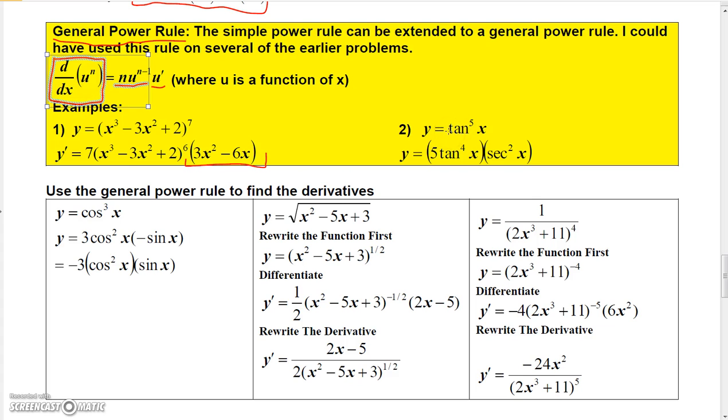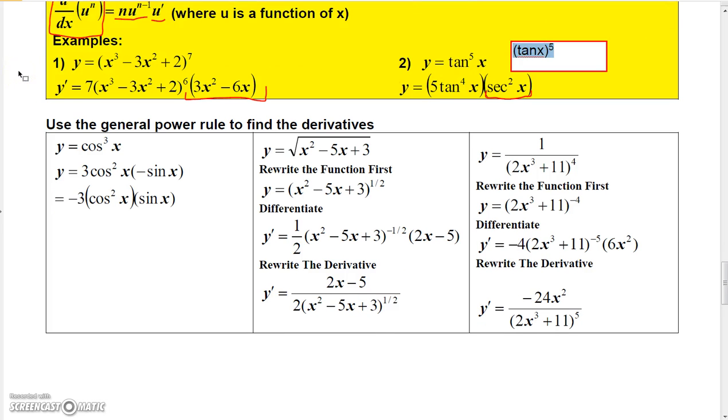If you want the derivative of tangent of x to the 5th power, that would be 5 times tangent of x to the 4th power. But then you have to multiply by the derivative of tangent x. And the derivative of tangent x is secant squared x. And sometimes it's helpful to think of trig functions written as a power, like tangent to the 5th x, as tangent x quantity to the 5th. So that might help you understand this a little better when you do that.